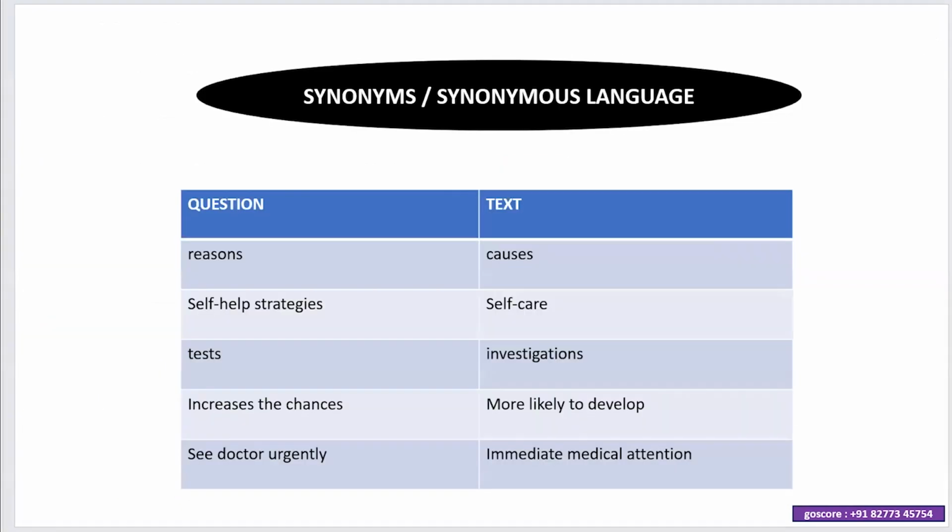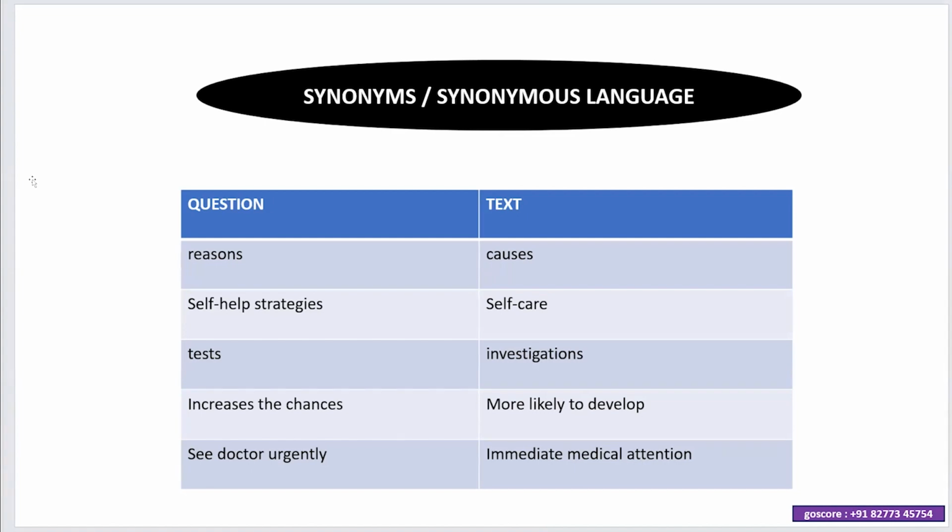So what are the synonyms used in that part of the text? In the questions, reasons; in the text, causes. Then self-help strategies, self-care. Then test, investigations. Then the next one, increases the chances, which means more likely to develop. Then see doctor urgently, immediate medical attention.